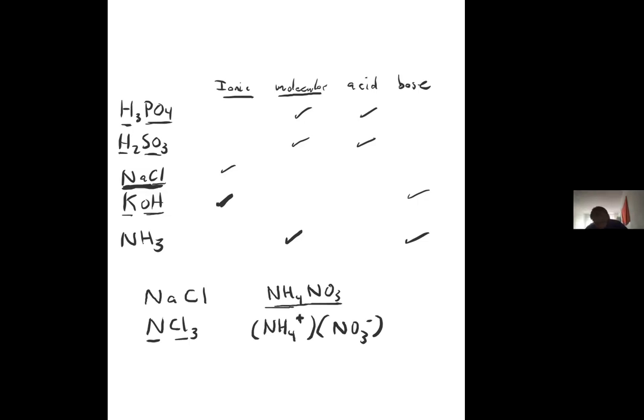the ammonium ion, that's an ion, right? And this is an ion too, so it is actually ionic. So just remember that ammonium is a polyatomic ion. If you ever see NH4 in a formula, the NH4 is going to be a polyatomic ion, and so that means it's an ionic compound.